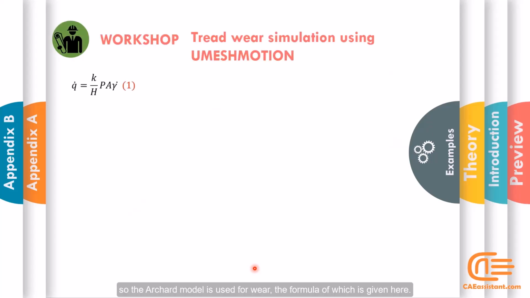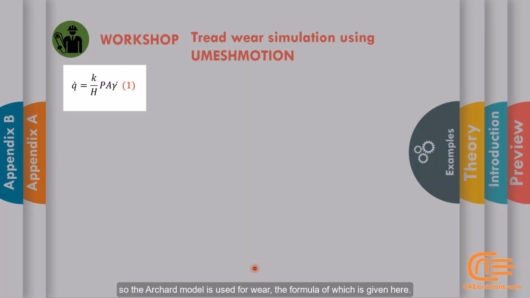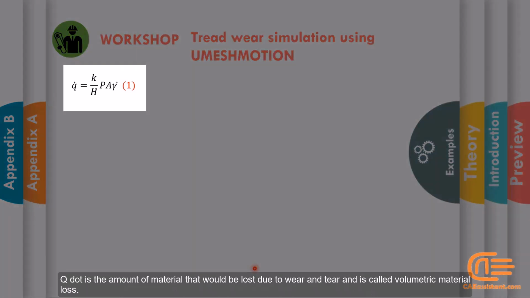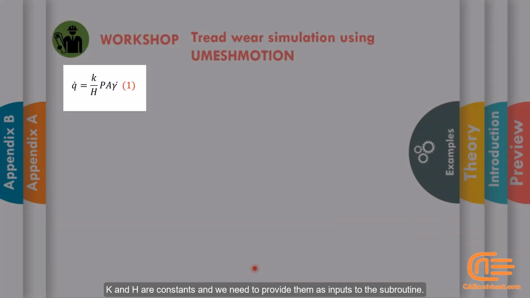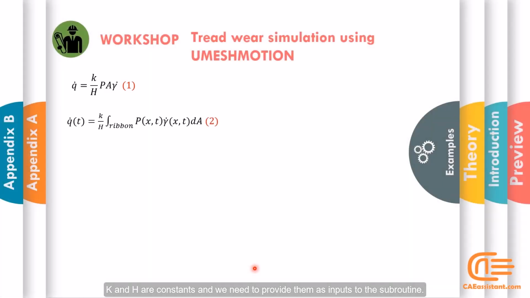So the Archard model is used for wear, the formula of which is given here. Q dot is the amount of material that would be lost due to wear and tear, and is called volumetric material loss. K is the dimensionless wear coefficient, called the non-dimensional wear coefficient. H is material hardness. P is interface normal pressure. A is interface area and gamma dot is interface slip rate. K and H are constants and we need to provide them as inputs to the subroutine.